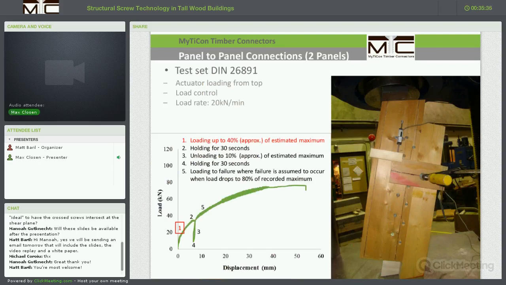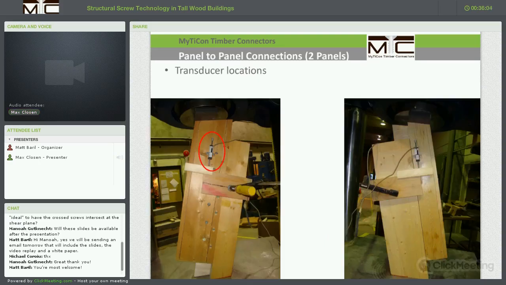A loading procedure for this was selected to follow a European test standard, DIN 26891, which basically goes like this. We load up the specimen to 40% of the approximated maximum load. We hold the load there for 30 seconds. We unload the specimen to around 10% of the estimated maximum, and hold the load again for 30 seconds. And after that, the specimen is loaded to failure.